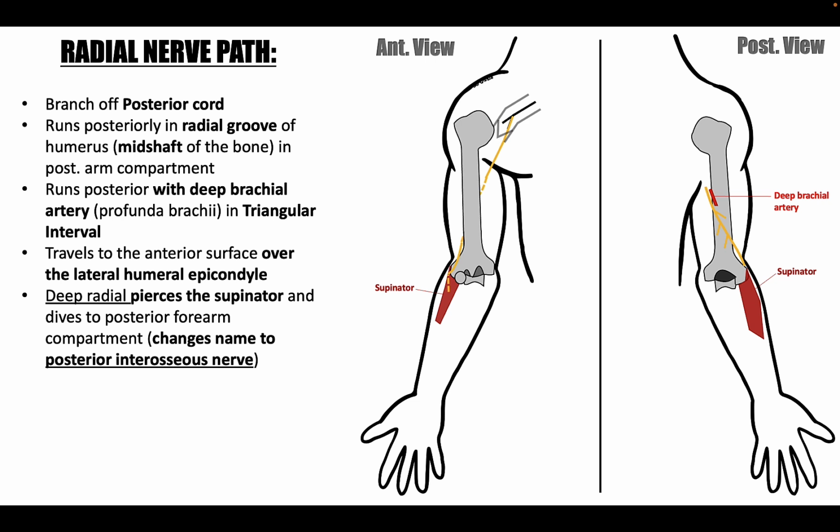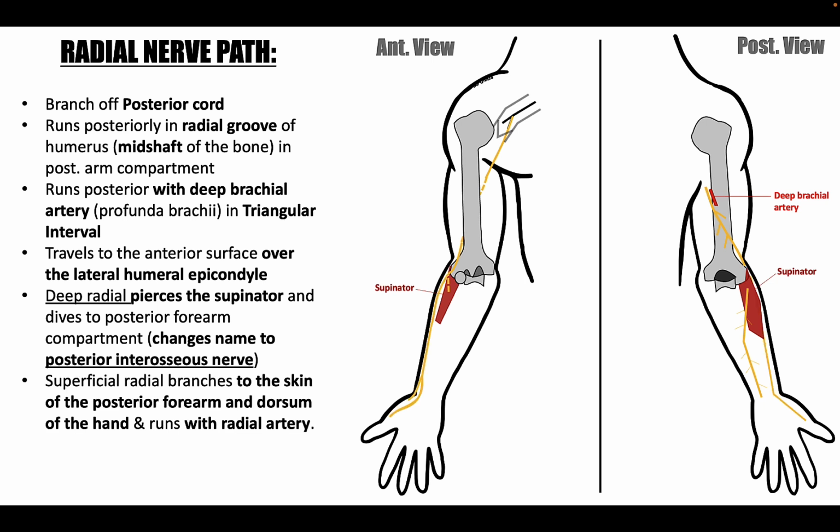The branch that pierces the muscle, before it pierces, is called deep radial nerve. When it comes out the other side in the posterior forearm, it's changed name, and it's called the posterior interosseous nerve. I bet you can guess why. So deep radial is a very short part of the radial nerve. One could argue a useless part, but alas, that's the way it is. The other branch that remains superficial is aptly called superficial radial nerve and innervates the skin of the posterior forearm and the parts of the dorsal hand that radial claims.